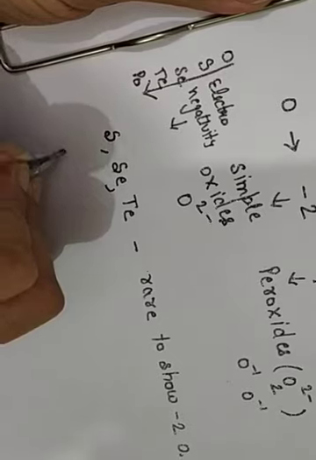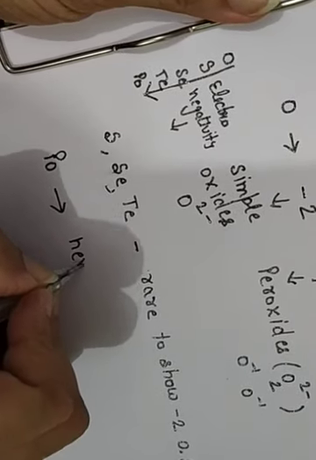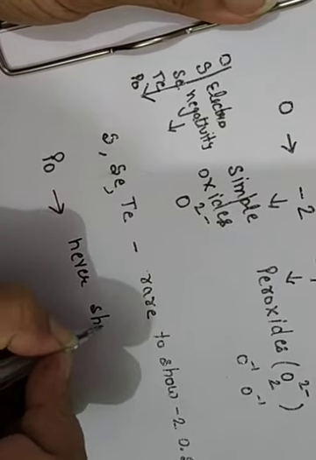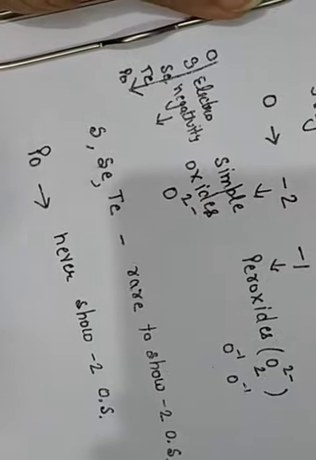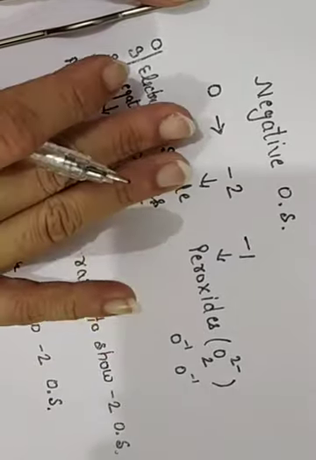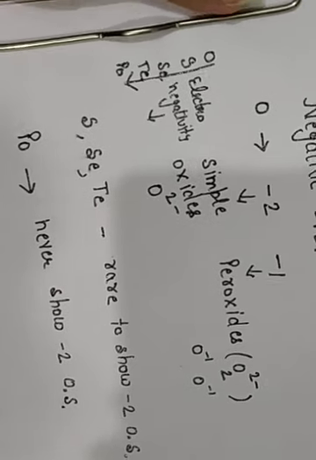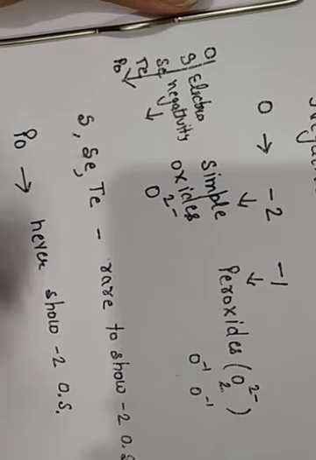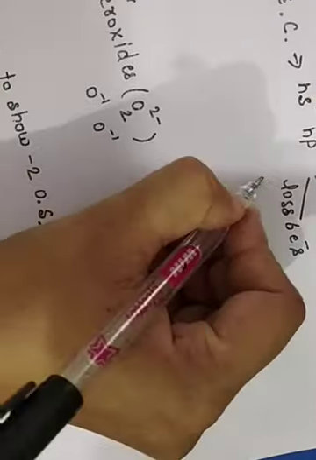Next, in case of polonium, as it is least electronegative, it never shows -2 oxidation state. So this is the stable oxidation state only in the case of oxygen, and a little bit in the case of sulfur, selenium and tellurium. Polonium does not form any compound in -2 oxidation state. So let us now discuss the positive oxidation states.